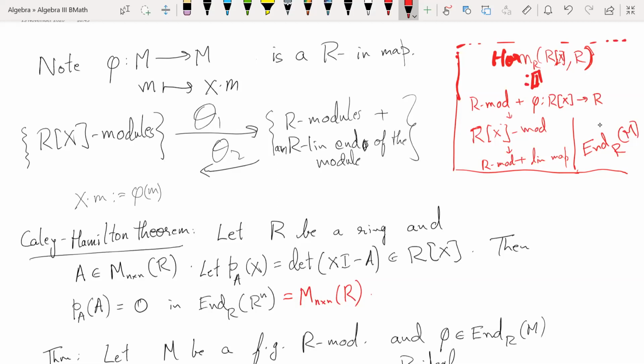You don't get anything very interesting as an R[x]-module structure, just that x goes to that. So the R-module will remain the same, and the linear map is just multiplication by phi of x. Whatever you are thinking, it doesn't give you anything very interesting. You are just keeping track of which element of R x goes to. That's all you are keeping track of.